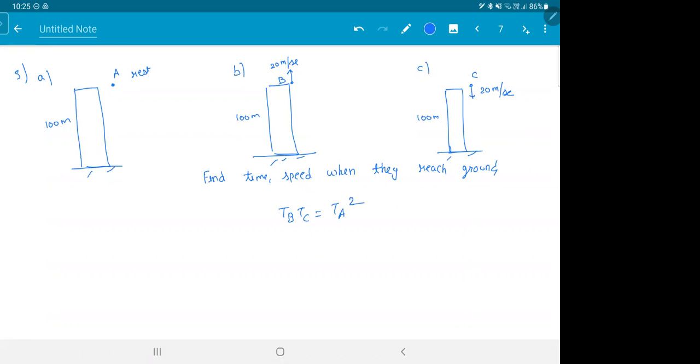This is the relation. Remember, the one which you throw up and the one which you throw down, the product of their times will be the time of the one you drop from rest, squared. It's quite an important relation. That itself could be a question in the exam. Remember that.